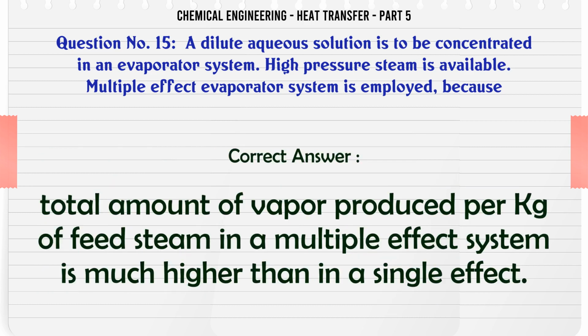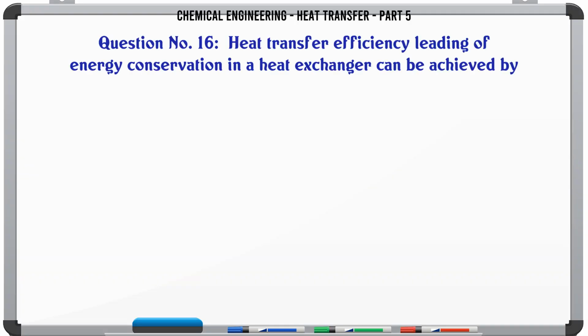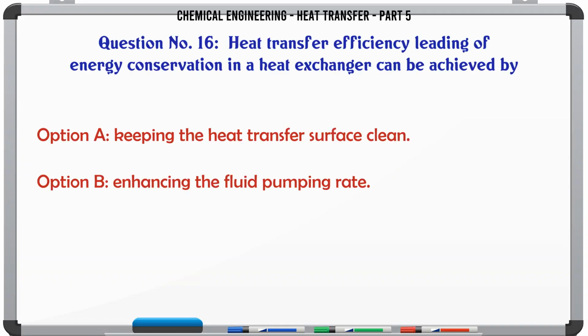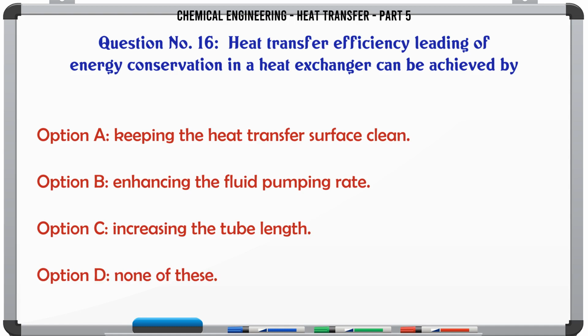The correct answer is: total amount of vapor produced per kg of feed steam in a multiple effect system is much higher than in a single effect. Heat transfer efficiency leading to energy conservation in a heat exchanger can be achieved by: A.